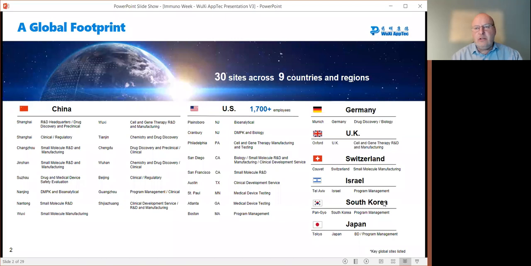To give you a brief introduction to WuXi AppTec, we're a global organization providing support and collaboration to our pharma, biotech and academic partners from 30 sites spread across 9 countries. Our headquarters are in Shanghai, but as you can see, we also have substantial operations in America and Europe. Today, we support over 4,000 partners.